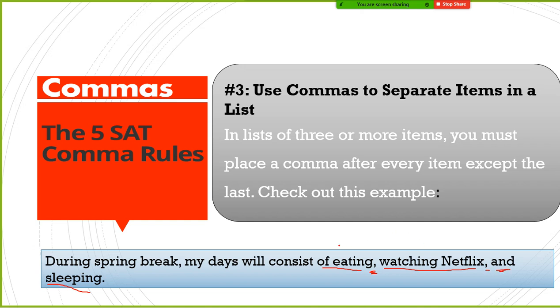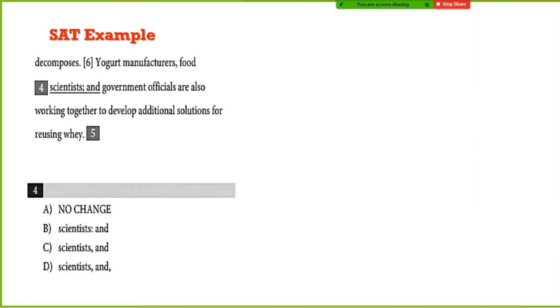Have you noted that all the things in the list are in the same form? Eating, watching, sleeping. Yes, the things should be parallel, should have the same form. We call this parallel. Don't use consists of eating, watch Netflix, and sleep. No, you have to make them the same form. So this is the third rule.